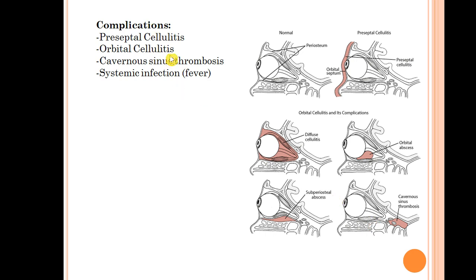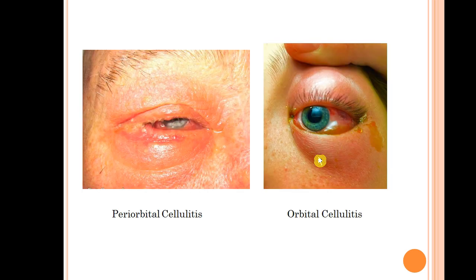So these are the complications of the hordeolum externum, and moreover the Staph aureus may infect systemically in the form of fever as well. So keep that in mind. These are the complications of the hordeolum externum: preseptal cellulitis, orbital cellulitis, and cavernous sinus thrombosis. Here is a diagram. You can see this is the preseptal cellulitis, which I have told you will be lying before the septum. So this is preseptal cellulitis, or periorbital, around the orbit, cellulitis. Here is your orbital cellulitis. You can see the orbit inside is infected and inflamed.